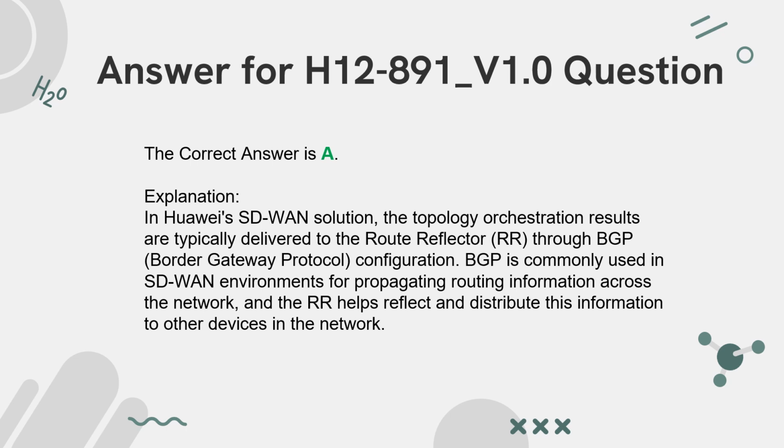In Huawei's SD-WAN solution, the topology orchestration results are typically delivered to the route reflector, RR, through BGP, Border Gateway Protocol, configuration. BGP is commonly used in SD-WAN environments for propagating routing information across the network, and the RR helps reflect and distribute this information to other devices in the network.